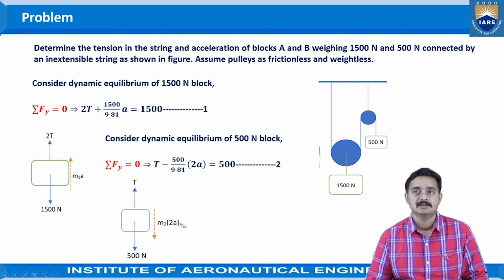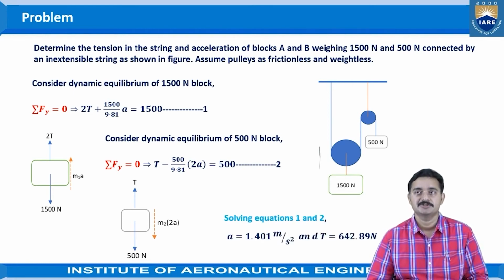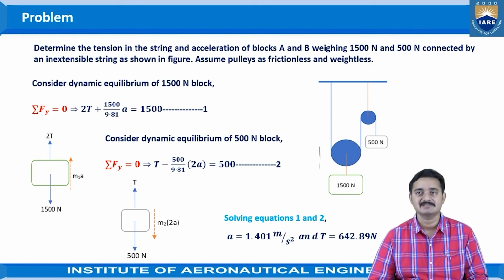So the equation that we will be obtaining is sigma Fy is equal to 0, which is given as T minus 500 by 9.81 into 2A is equal to 500. Take this as equation 2. Solving equations 1 and 2, we will be obtaining the values of acceleration and tension as 1.401 meter per second square and 642.89 newtons respectively.